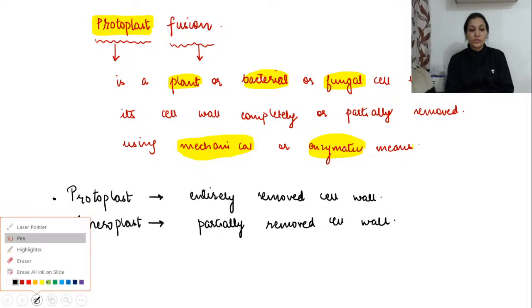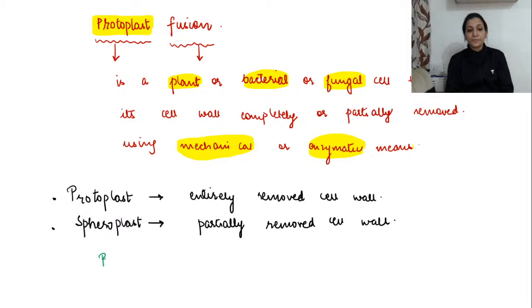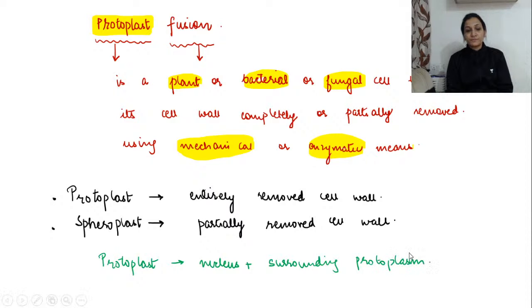material. Right? So, what is this protoplast made up of? Protoplast is made up of nucleus plus surrounding protoplasm. Right? So this is a protoplast made up of nucleus and surrounding protoplasm. Now protoplasm, what is a protoplasm? How will it look if we are talking about that? Protoplast.